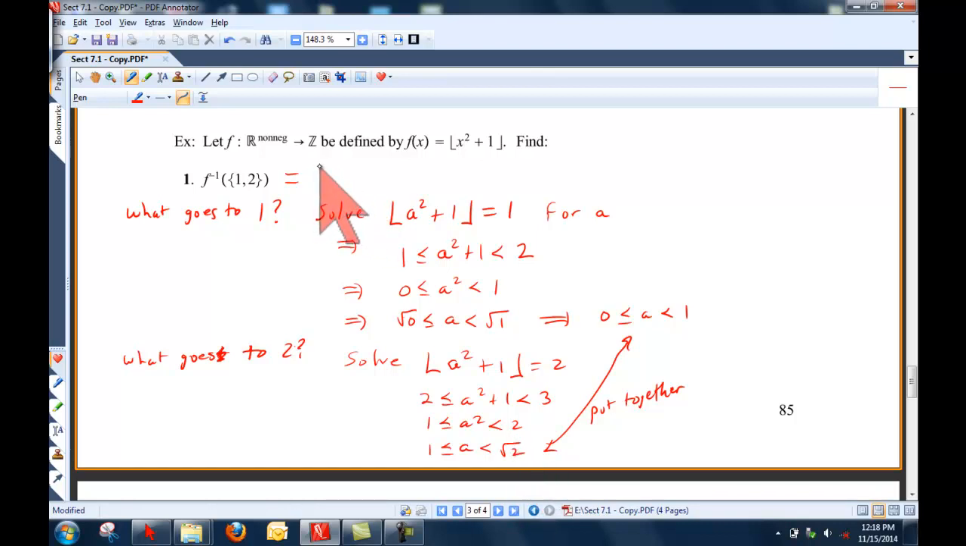So let's use interval notation like you would in a calculus class. It's closed interval on the left, 0, up to square root of 2, open interval on the right. So square root of 2 not included. All of these guys, and exactly these guys, when I plug them in here, square them, add 1, take the floor, I get either 1 or 2.